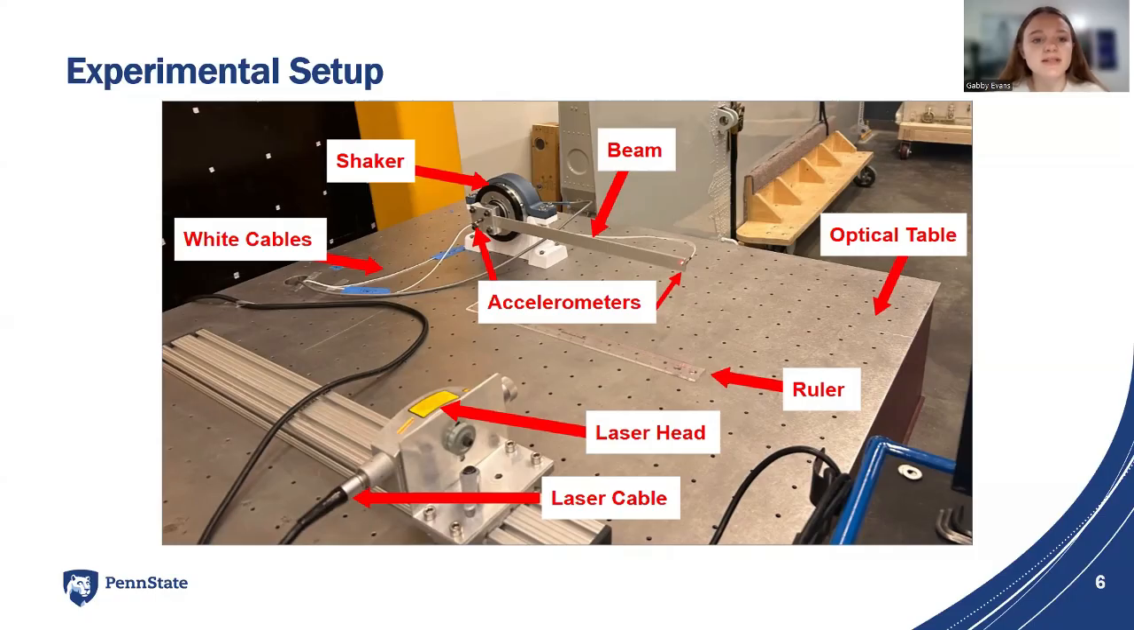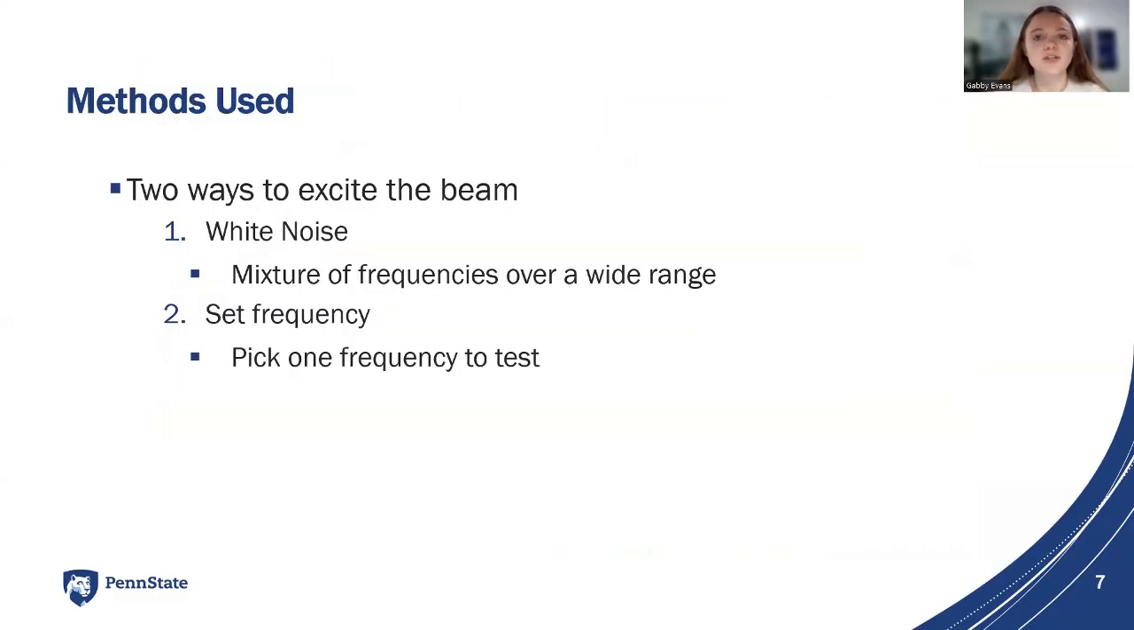All of these tools were connected to cables so that these signals could be sent to our computer for us to look at. There were two ways we could excite and shake the beam. The first was using white noise, which is a mixture of many frequencies over a wide range. Using white noise lets the beam respond to all of its natural frequencies so that we could then find the resonance frequencies where the beam was moving the most.